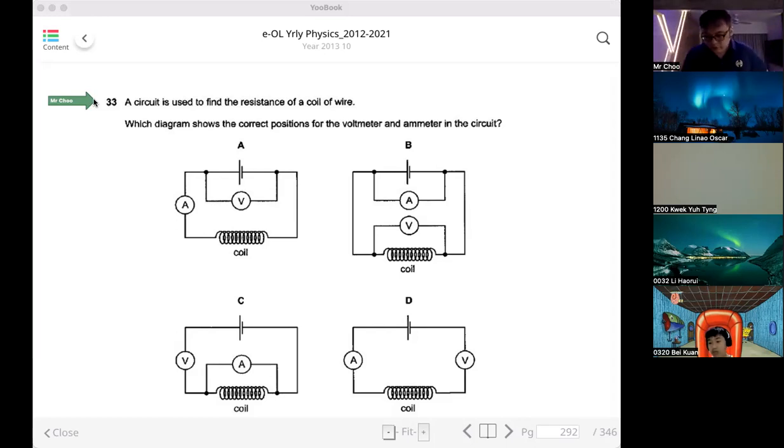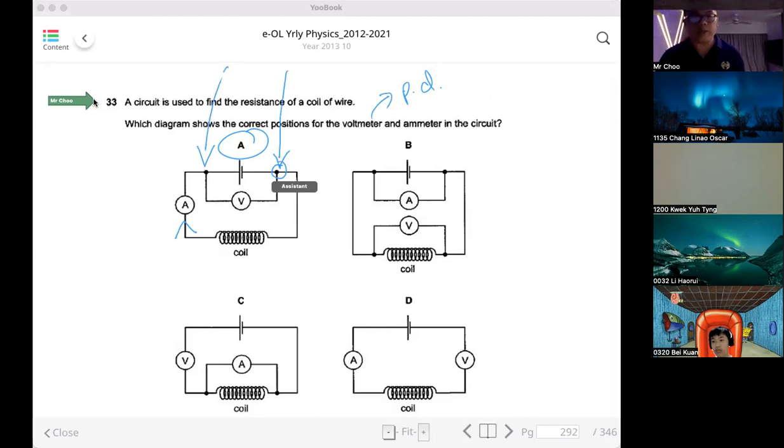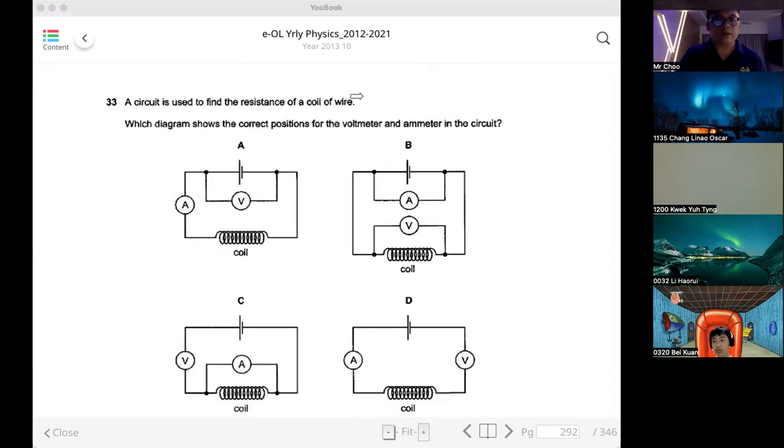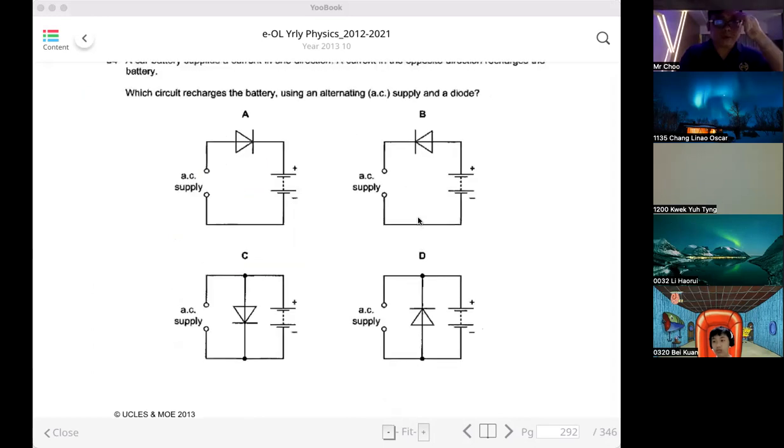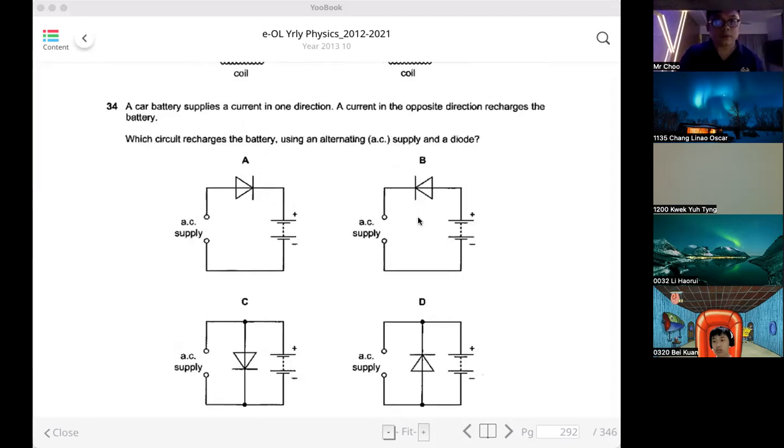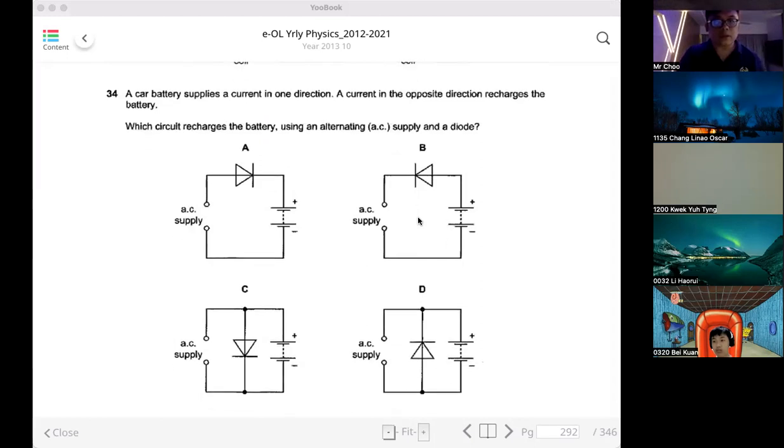If you all know this question, the answer is A, because you measure the current along the circuit, and then you measure the potential difference. Voltmeter measures the potential difference. You're measuring the difference between these 2 points, and that's what the potential difference does. Well done, everyone. Let's see whether you can do the next question. Let's ignore this question for now.